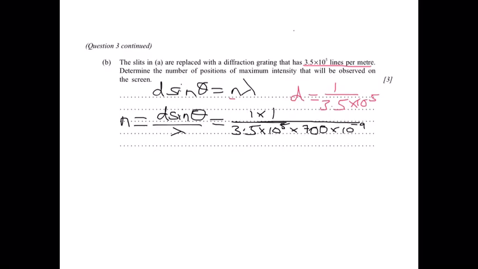If you plug that into your calculator, you should come out with an answer of 4.08, which means that we then always round that down to say that the maximum number that we would get is 4. Don't forget though that at the moment we're only talking about one direction. These are the number of orders which are either side of the central maximum. So that actually turns into a total number of positions of maximum intensity, 9.